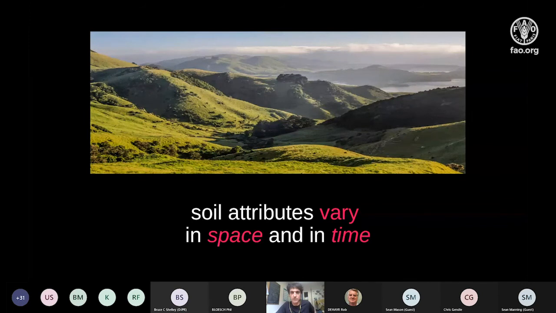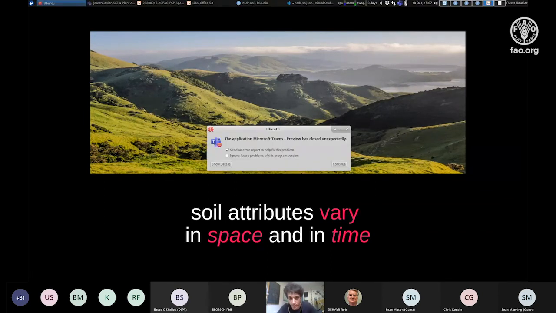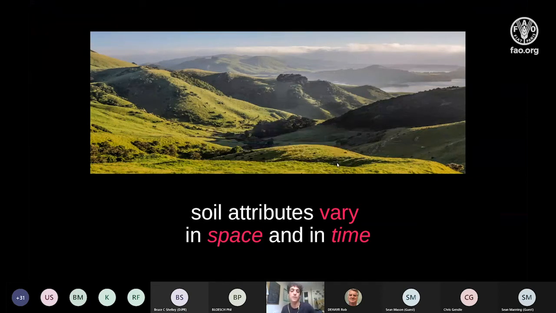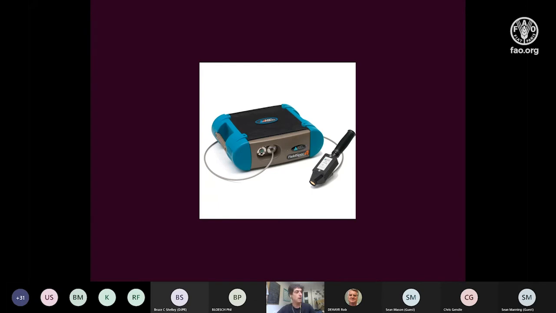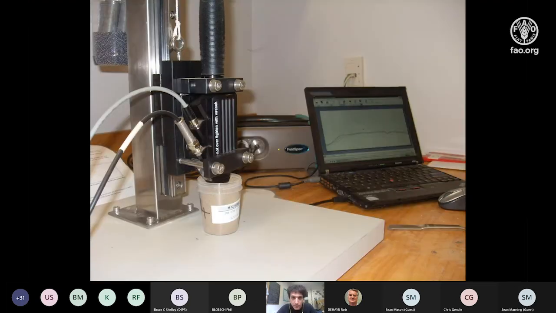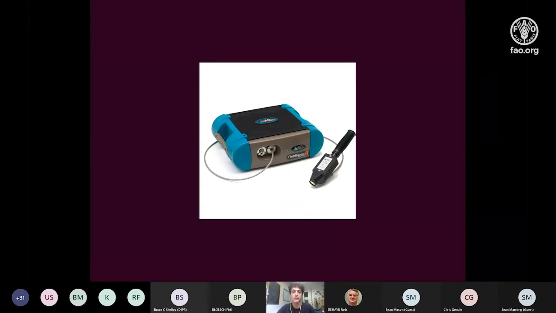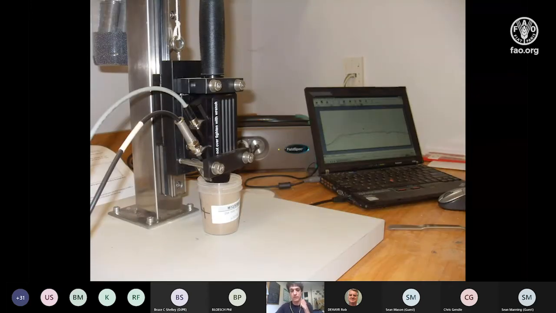I guess we started to get interested in spectroscopy about 10 years ago, and that was very much because soils vary a lot in space and time, and we're interested in mapping those soil attributes. That started with carbon, but there's a range of soil attributes that are of interest to us, and we want to find ways to measure these that are more efficient in cost, but also in time. So we started with visible near-infrared spectroscopy. I basically arrived in this country at the same time as this instrument here, the FieldSpec. We got FieldSpec 3 and FieldSpec 4, and we started using them in bench mode on dry soils.